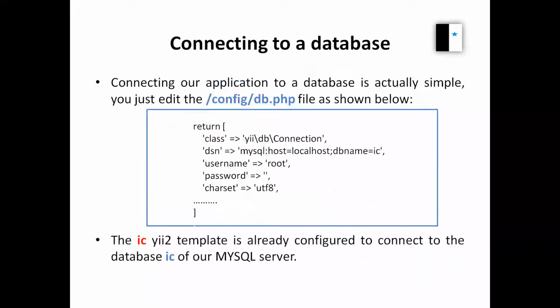So how do we connect to a database? Connecting our application to the database is very, very simple. You just edit the file db.php in folder config, and you see the code required to do so below. Now, the IC Yii2 template is already configured to connect to the database IC of our MySQL server. So actually, you don't have to do anything in case you use the IC template.